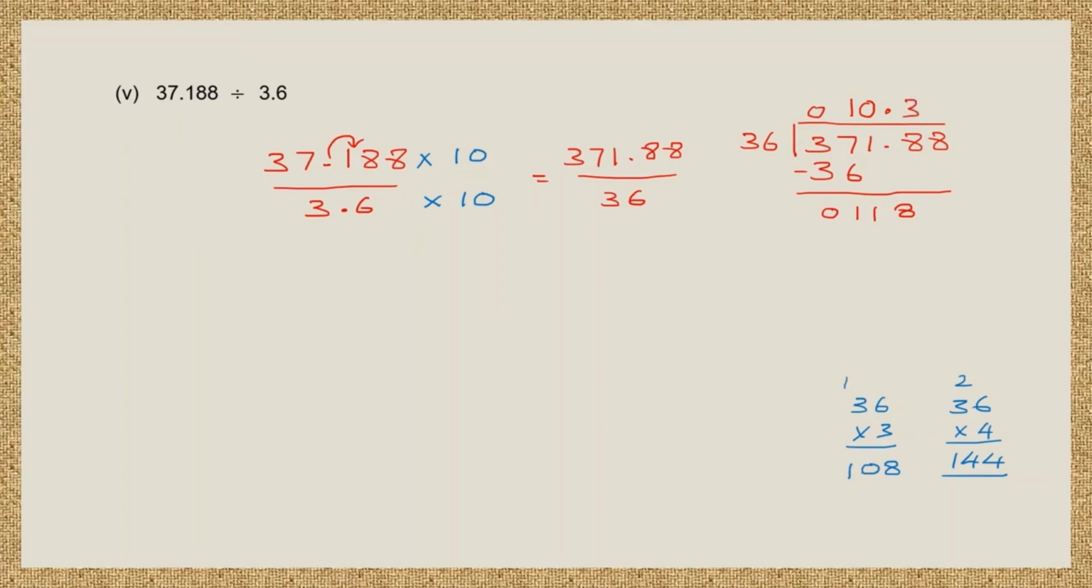36 threes are 108. 108 minus 8 minus 8 is 0, 1, and I bring down the 8. Now it is 108. 36 threes are 108. Minus. So my final answer to this question is 10.33.